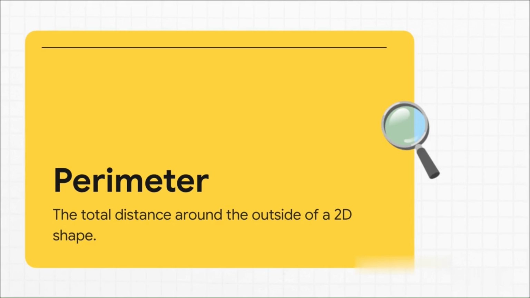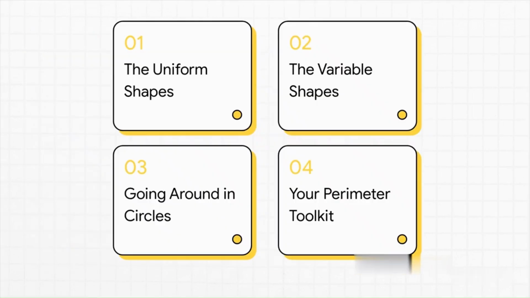Okay, so what is perimeter, really? Put simply, it's the total distance around the outside of a 2D shape. I love this way of thinking about it. Imagine you're a tiny ant walking along the very edge of a shape. The perimeter is just the total distance you'd walk to get right back to where you started. So here's our game plan. We'll kick things off with uniform shapes, then we'll level up to variable ones, we'll tackle the special case of circles, and finally, we'll put it all together in your complete perimeter toolkit. Sound good? Let's dive in.